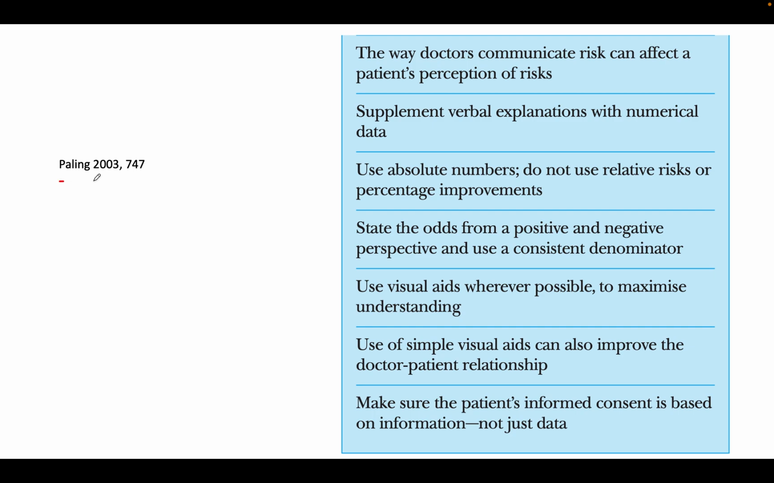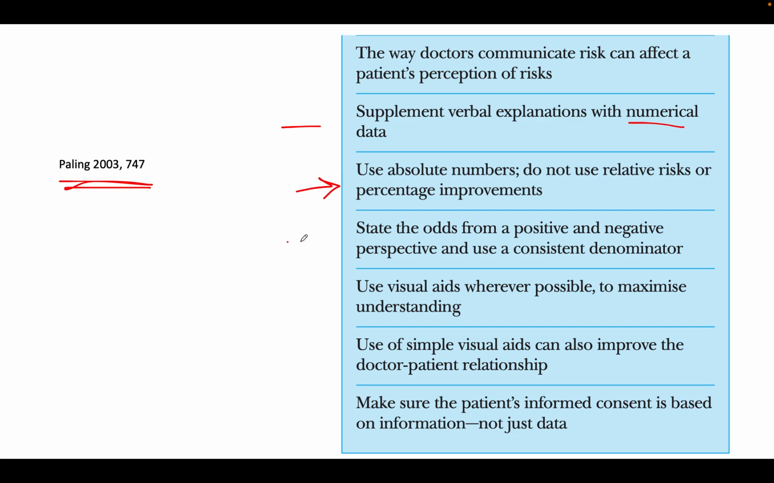A few comments here from Paling that I thought were helpful. The ways doctors communicate risk can affect a patient's perception of risk. That's kind of interesting, isn't it? That the way that the doctor communicates influences how the patient perceives that risk. It's also recommended that you supplement verbal explanations with numerical data. Don't just say it, give someone a number. Use absolute numbers. We'll talk about this in a minute.